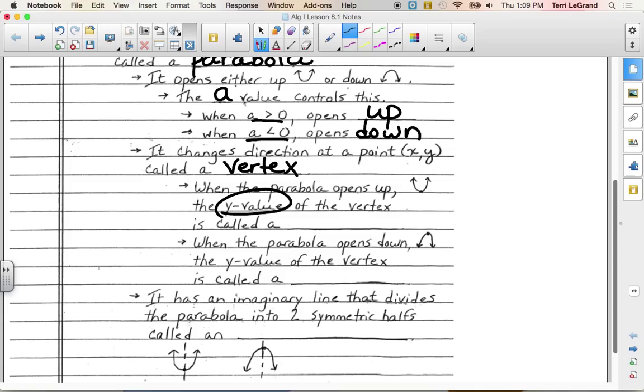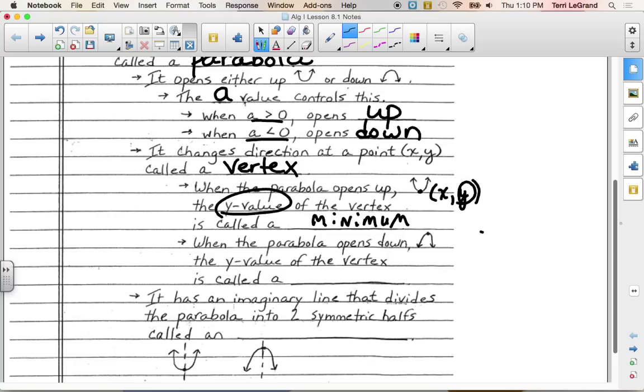So the y value, when the parabola opens up, the y value of the vertex, so it's opening up, and the y value is down here in the vertex, would that be the maximum or the minimum? That'd be a minimum. The y value is considered the minimum. So the y value of that point right there, we don't know what it is, this y value would be called a minimum.